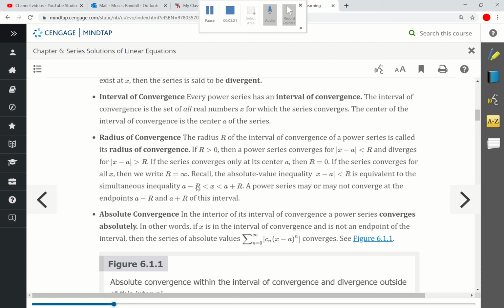Furthermore, what it does at one endpoint has no influence on what it does at the other endpoint. So it might converge for both endpoints, it might converge for the left but not for the right, or vice versa, or perhaps it may not converge at either endpoint. But we'll have to test each endpoint on an individual basis.